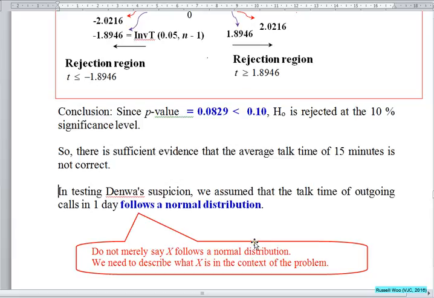Can we please answer in context for all stats questions? Please don't just say X. At least say that the talk time of outgoing calls follows a normal distribution.